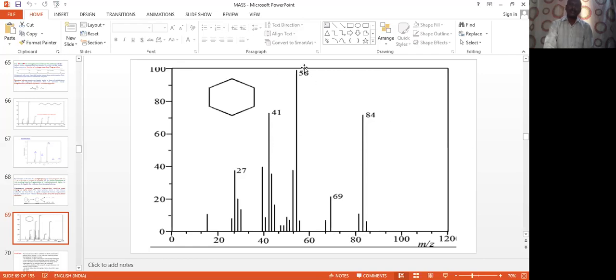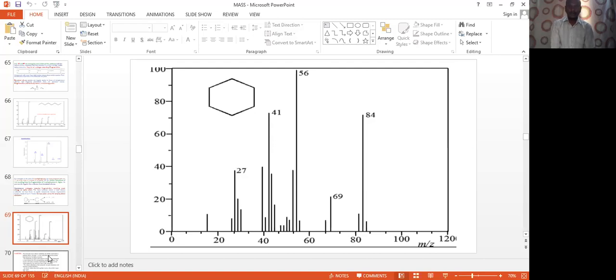Next, the 100% abundant ion has the m/z value 56, because of loss of ethene. And then you can see m/z value 69, because of loss of a methyl radical. These are further fragments, m/z value 41 and m/z value 27, where further fragmentation happens. But the prominent peak you can identify is m/z value 56 in cycloalkanes, and that's how you can differentiate.